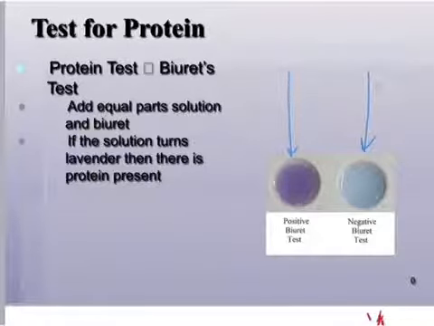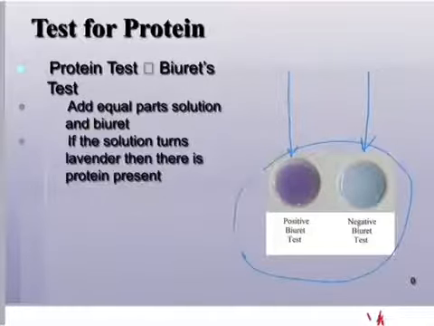Once again, I really encourage you to run a control test. Sometimes in the lab, it's difficult to tell the difference between the light blue and the lavender, so it helps if you always run a negative test using just water, so that you really can see the difference between the light blue and the light purple color.